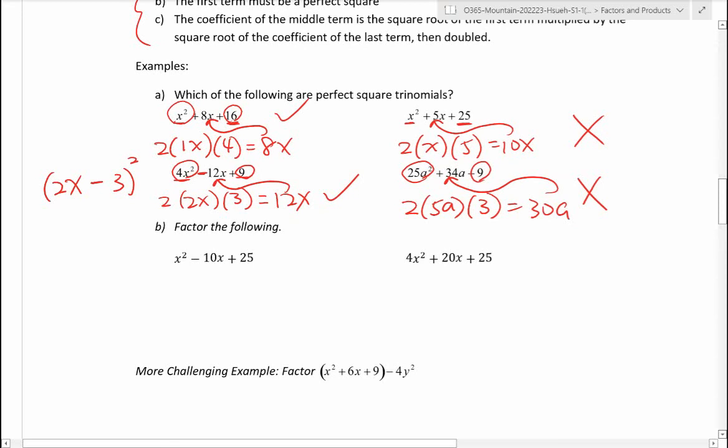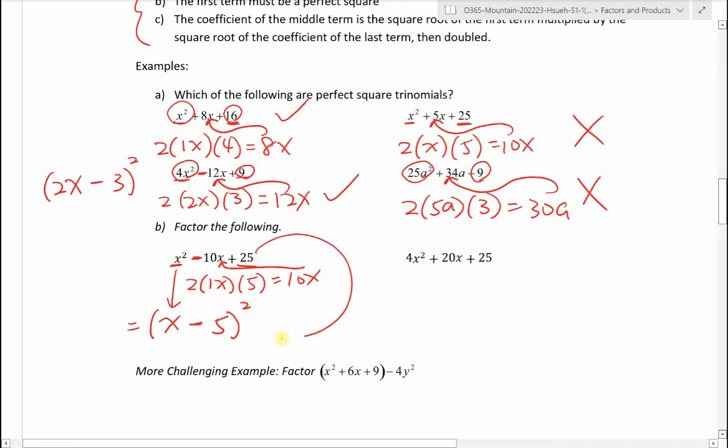Let's factor the following. You can see, hopefully, right away, that's a perfect square. That's a perfect square. And we know that 2 times 1x, that's the square root of x squared, times the square root of 25 is a 5, which is 10x. This is a perfect square trinomial because it's the same as that. Therefore, this is going to be x and 5. Again, where I get this x from, that's the square root of x squared. Where did I get 5? That's the square root of 25. This time, it's going to be a negative sign because it's minus 10. So your answer in this case is x minus 5 squared.